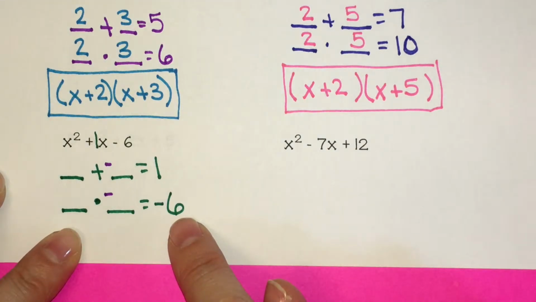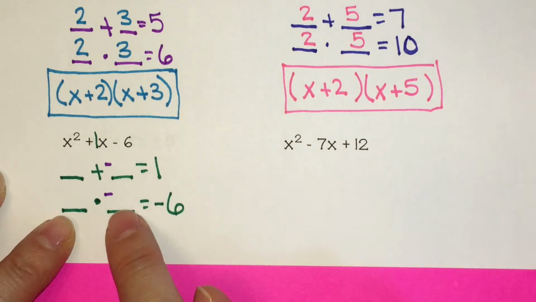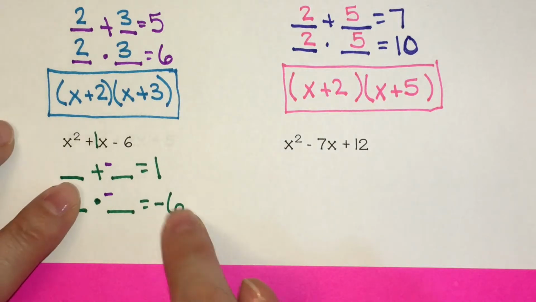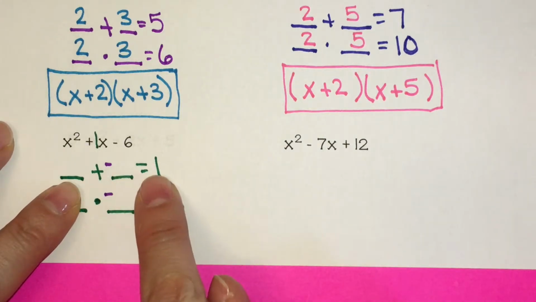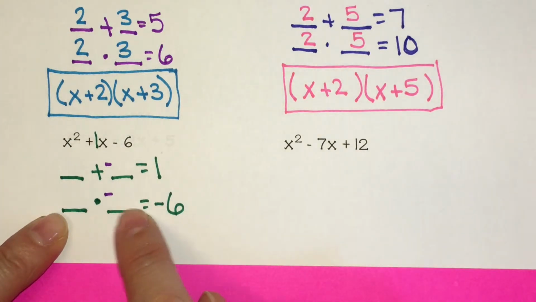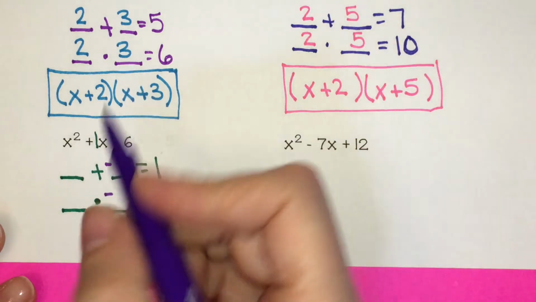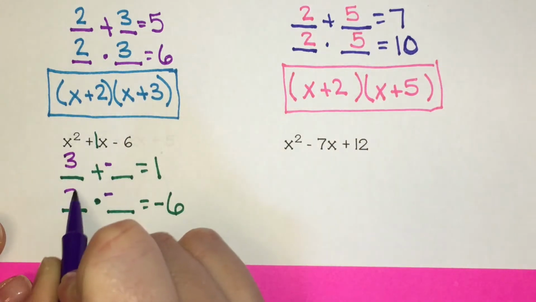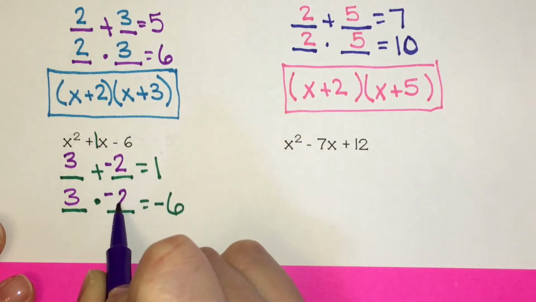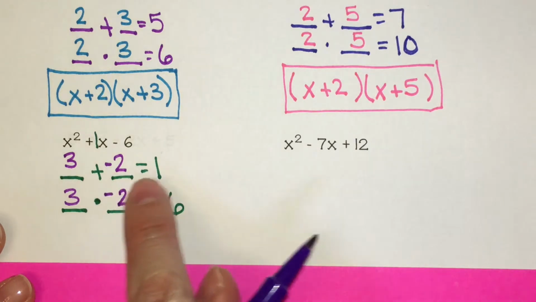I know 2 times 3 could give me 6. Let's see if I can do 2 times -3 gives me -6. 2 plus -3 is -1. So that didn't work, so I'm going to switch those. 3 times -2 is -6. 3 plus -2 is +1. So I know my larger number, which is 3, has to be the positive number. 2, the smaller number, has to be negative. 3 times -2 is -6. 3 plus -2 is +1.